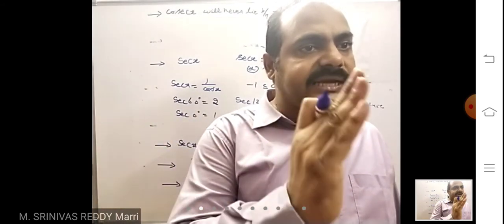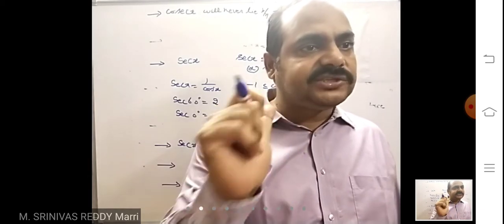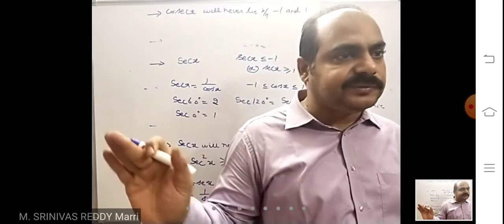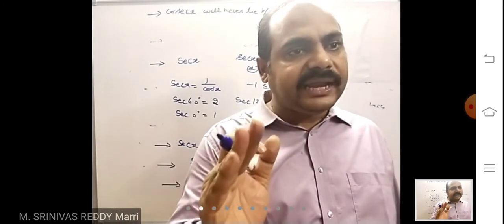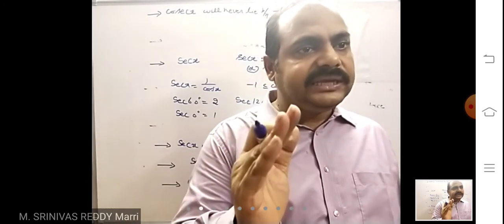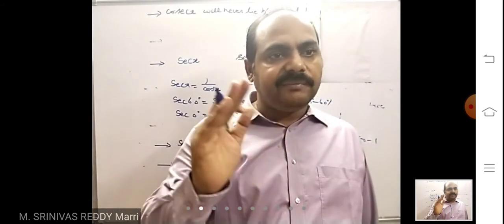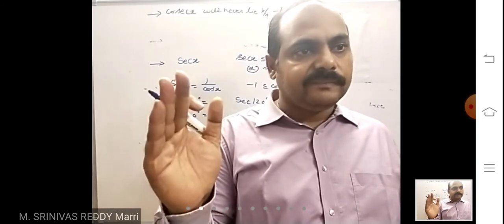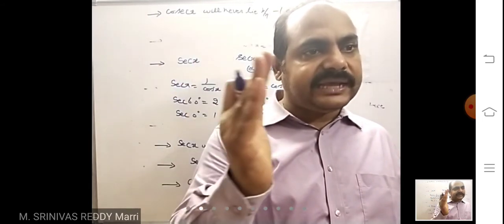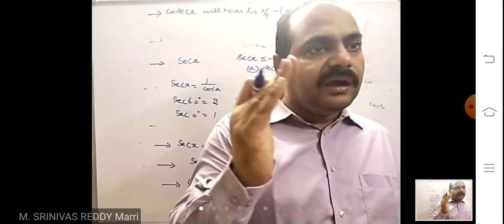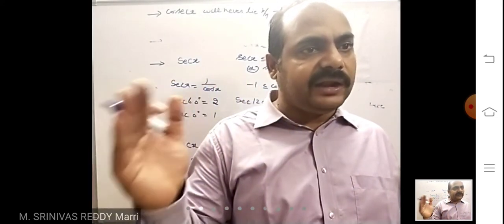Suppose cosecant x equal to 1 by 2. What is sin x? Sin x is 2. Is it possible? Not possible. That means cosecant x equal to 1 by 2, you won't get any angle for it. Cosecant x does not lie between minus 1 and 1. Right? So like that, cosecant x will be either less than or equal to minus 1 or greater than or equal to 1. It will not lie between minus 1 and 1.